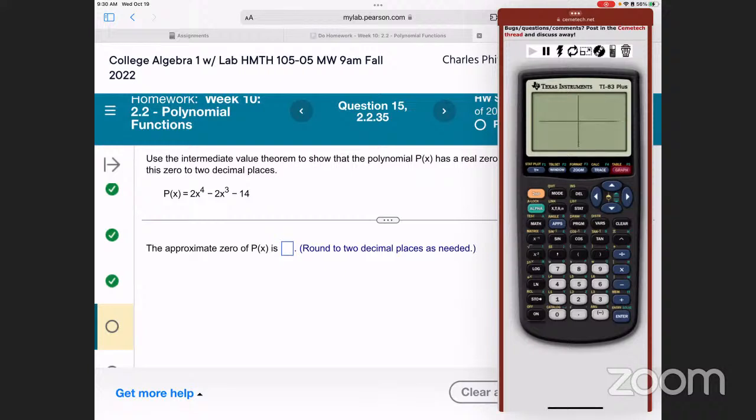So I'm just gonna hit graph. It should cross between 1 and 2. Okay, it looks like it did. So then I'm just gonna go to calculate and hit number 2 for zero. Then I want a left bound, so now I'm on the left side of my zero. I'm going to go to the right side of my zero, hit enter, and then choose a guess, and it says 2 decimal places, 947. So that 7 tells me to round up. So we should get 1.95.